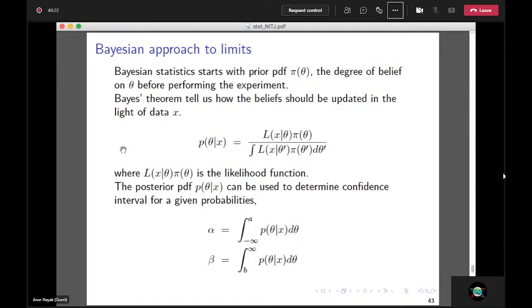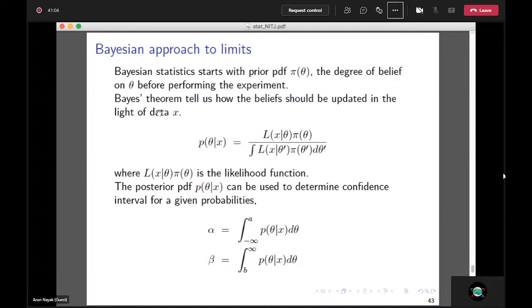This can be done using the Bayesian approach to limits. In Bayesian statistics, it starts with a prior PDF, phi of theta, which gives you the degree of belief in theta before performing the experiment. So for example, in our case, that theta is positive. If we consider the mass of a particle, the mass of a particle cannot be a negative quantity. For example, if we want to measure the mass of the electron using some experiment, the mass of the electron cannot be a negative quantity, right? Such belief we can use as a prior.